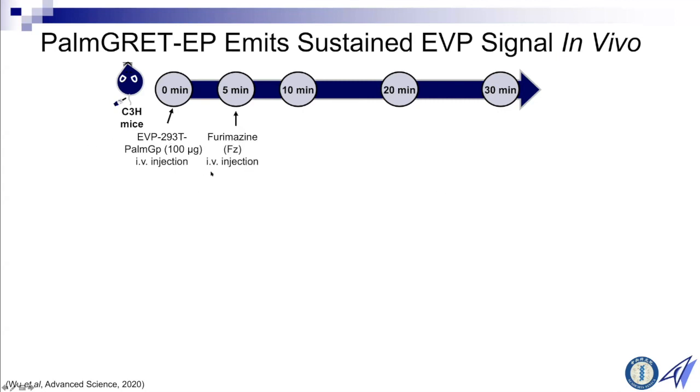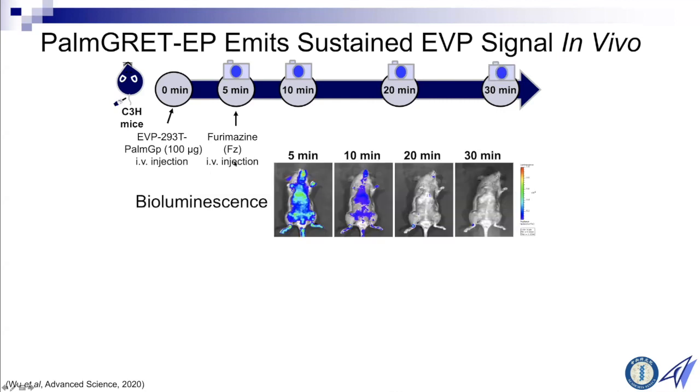And after that, after 5 minutes post injection, we use the fluorescein. We all use the tail vein injection, IV injection, and then we take the imaging from 5, 10, and 20, all the way to 30 minutes. So first shown is the bioluminescence signal. We can detect the signal up to 10 minutes, and then barely detect it in 20 minutes, suggesting that our reporter can have a long-term tracking ability.